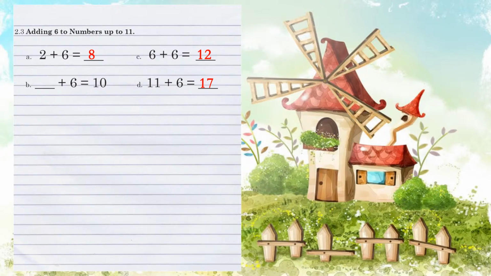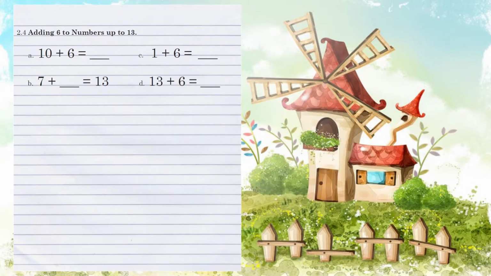Let's look at example B. Blank plus 6 equals 10. What number do we add 6 to that's going to give us an answer of 10? It's almost like working backwards. Once again, you can use your little marks and just count up until you get to 10, or you can go backwards 6 times from 10, either way. Let's use our marks. We have 6, 7, 8, 9, 10. So that means we started with a 4, added 6 to get 10.